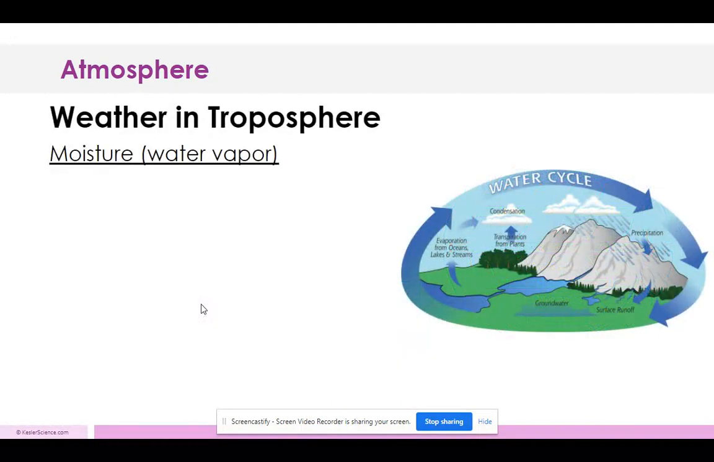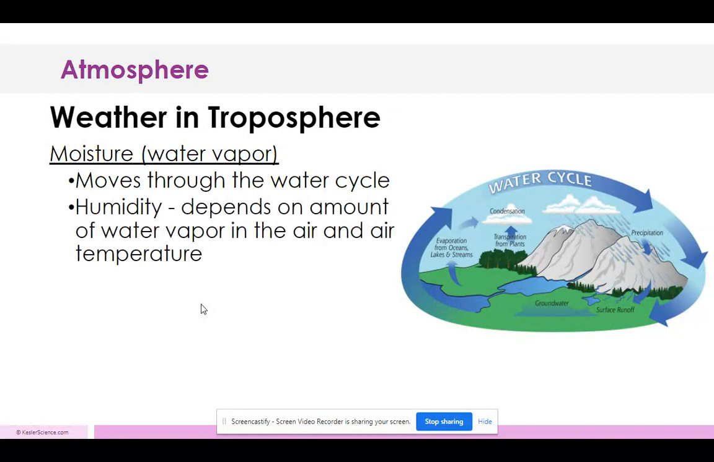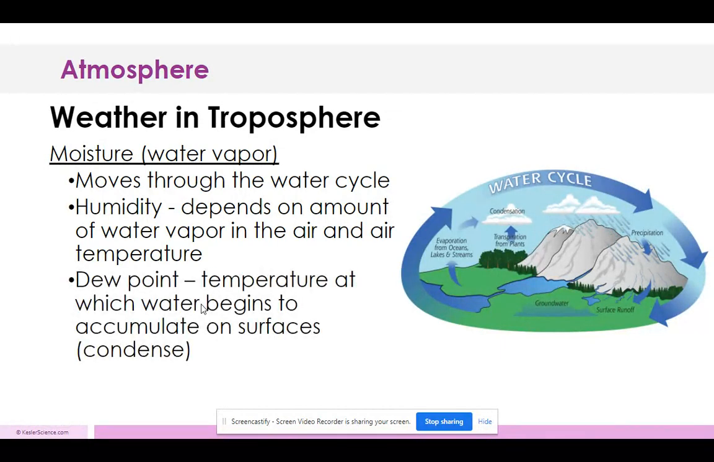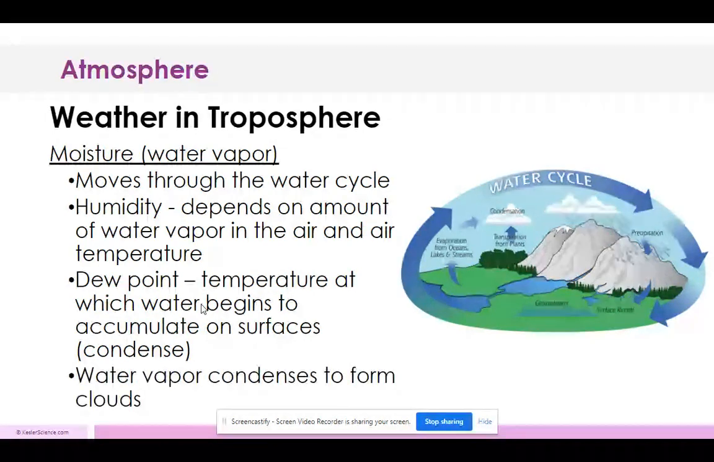Moisture is water vapor. We've talked about water vapor. It moves through the water cycle. Humidity depends on the amount of water vapor in the air and the temperature. Dew point is the temperature at which water begins to accumulate on surfaces and condense. So we've talked about this. And water vapor condenses to form clouds.